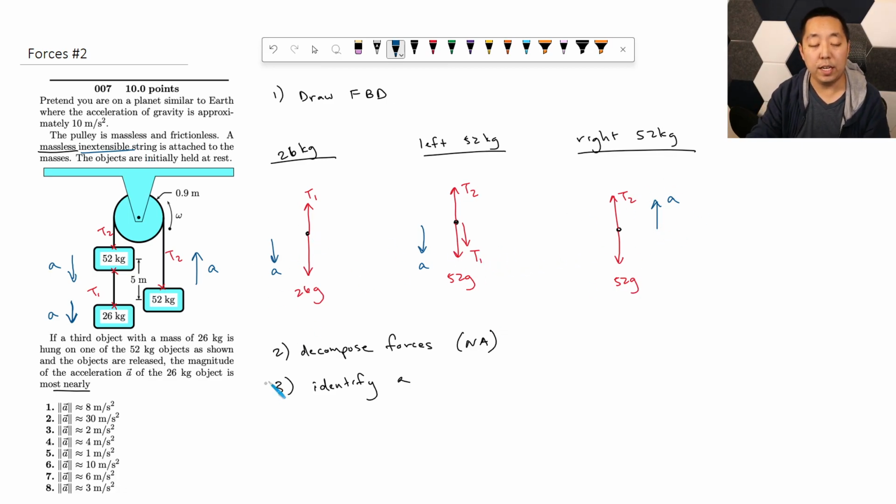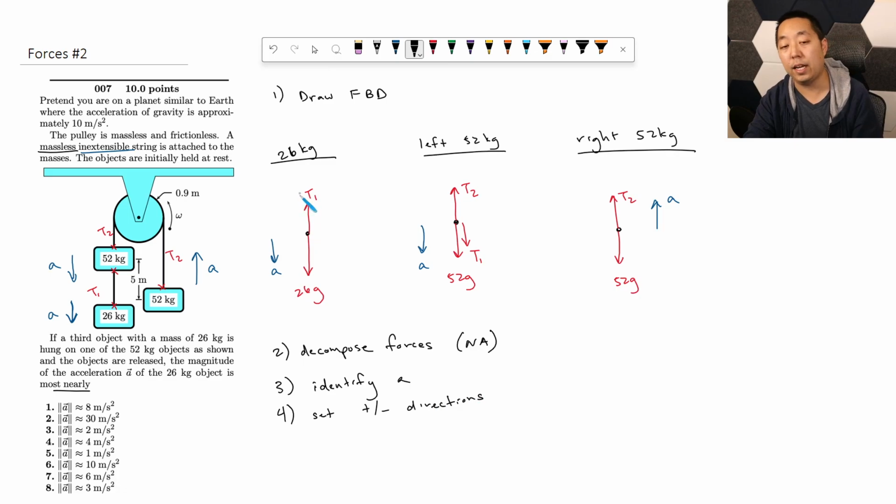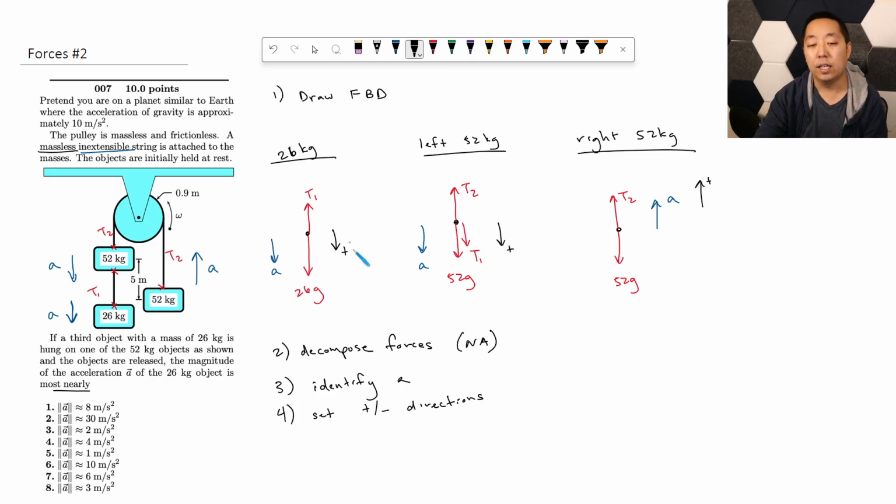Okay, so we've identified the acceleration, and now we're going to set the positive and negative directions. Now, it doesn't really matter what you do. My recommendation is to, for each free body diagram, always put the direction of the acceleration as positive. That would be my recommendation. So for each free body diagram, have that there. And that's because I always want to make the a positive. When you do kinematics, we do the same thing. We set the positive directions. And I always want to make a positive. So that's why I'm going to make down positive here.